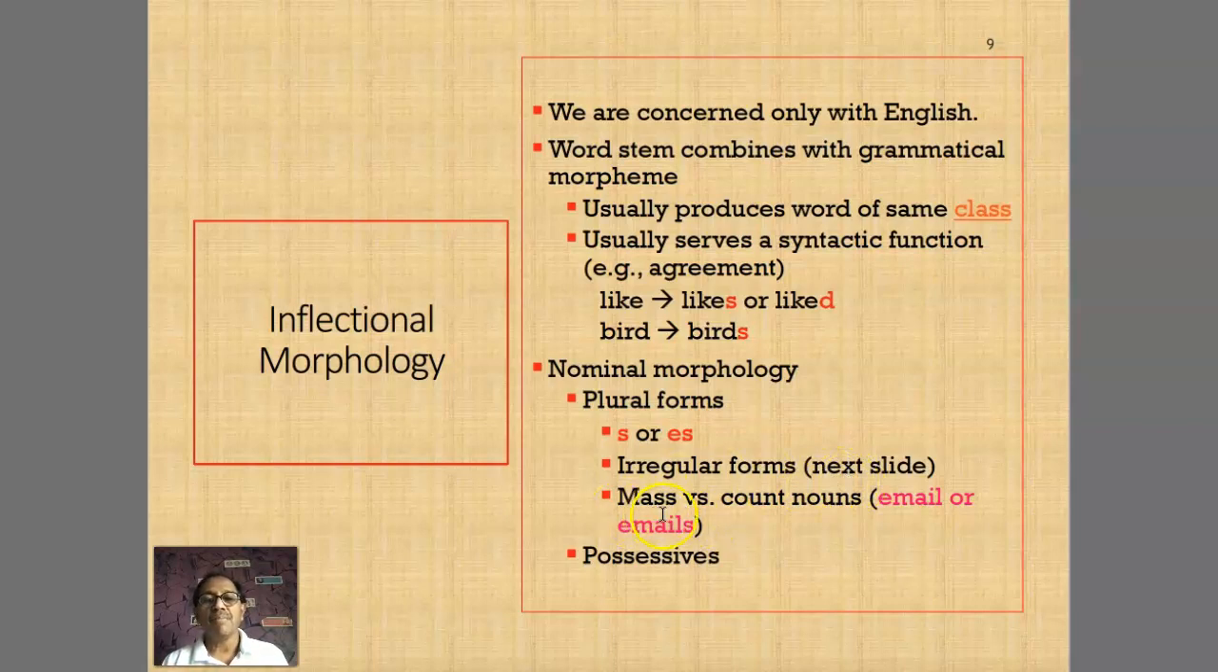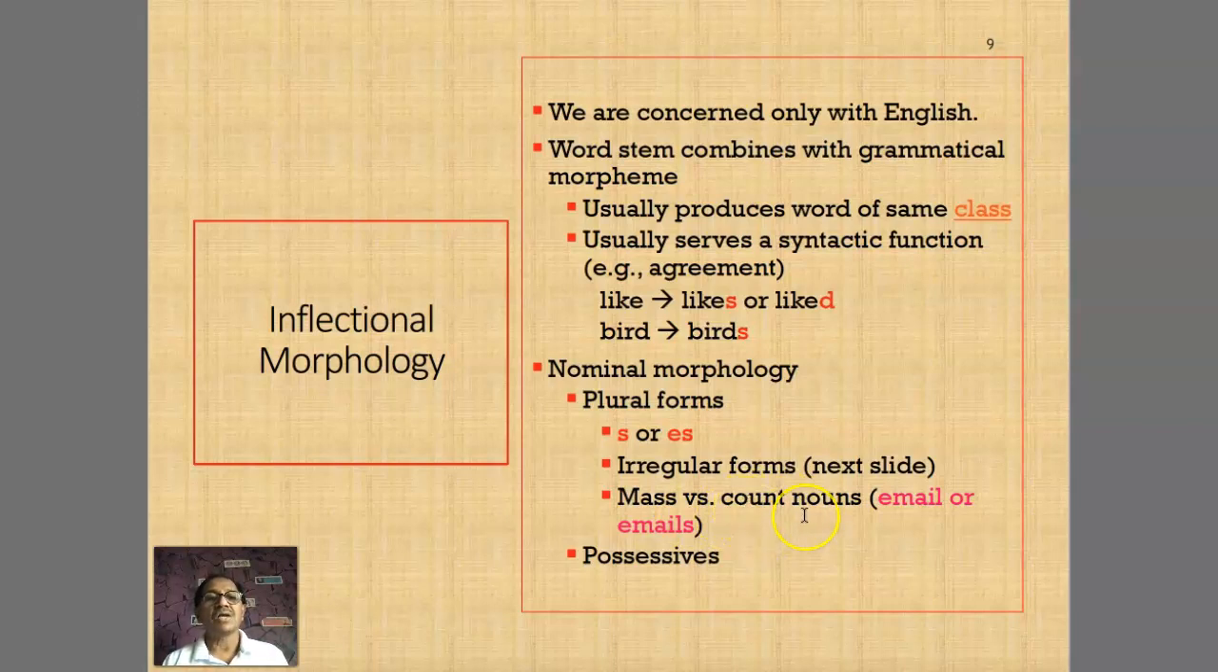Then you have mass versus count nouns. Mass nouns are nouns which cannot be counted. If you have a word like oil, you cannot count it. You cannot say one oil, two oils, three oils. Right? It's a mass noun. Rice is a mass noun. Hair is a mass noun.